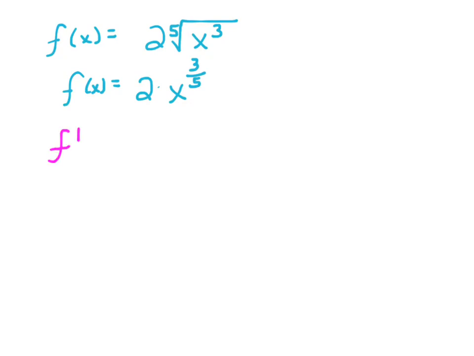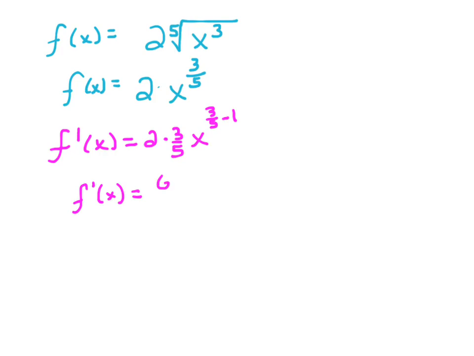F prime of x would be equal to 2 times 3/5. That exponent is going to come to the front and multiply by the coefficient 2. And then I have x to the 3/5 minus 1 power. And if you can do that subtraction in your head, that's fine. You don't have to show this step. I'm just showing it here for clarification.